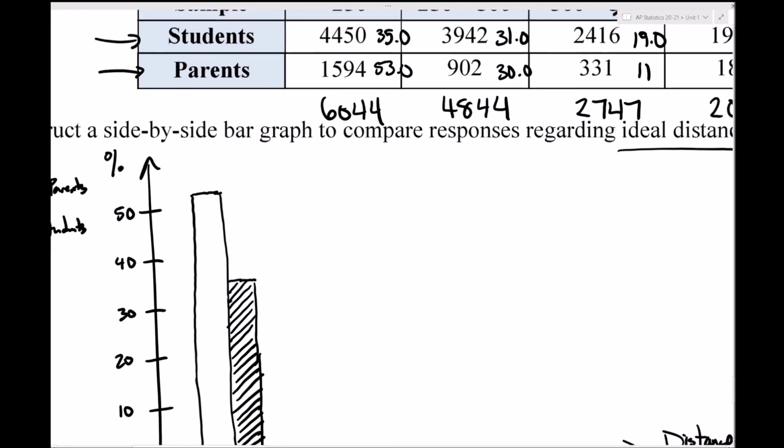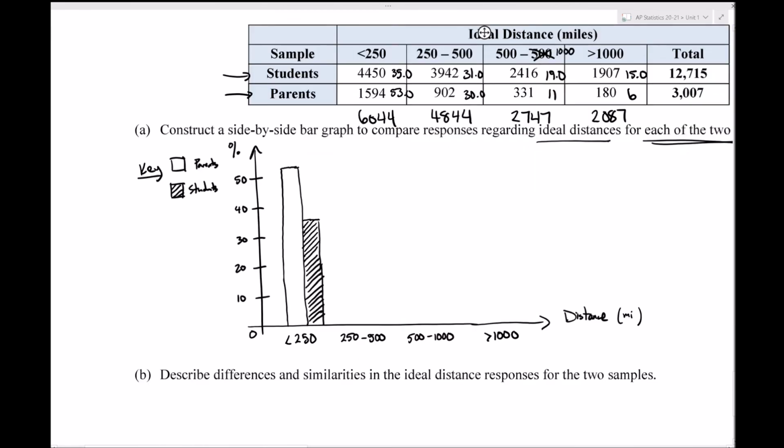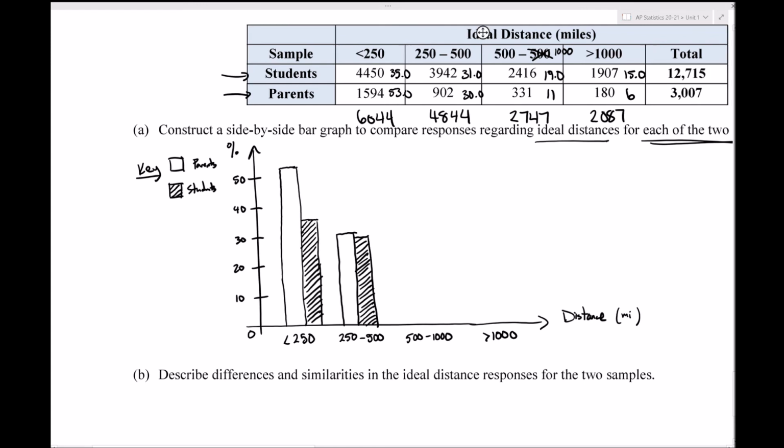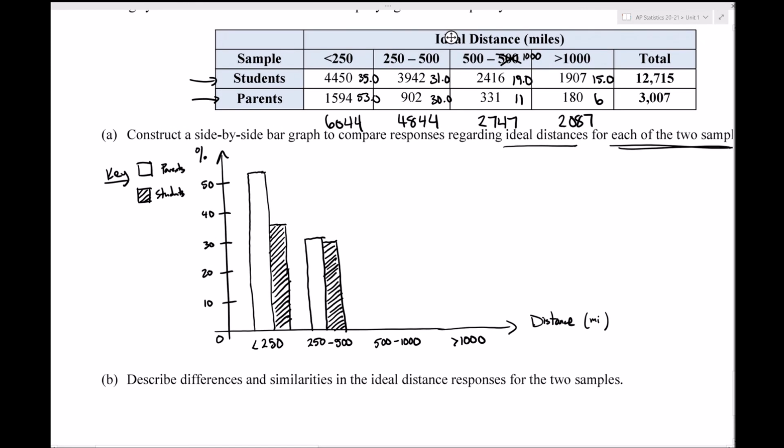So parents is 30%, students is 31%, so they're pretty close to each other. So just a little bit lower than 30% for one, and just a little bit higher for the other. So I'm going to leave it so that there's a visual difference, an apparent difference between the two in height. It doesn't have to be super accurate. And then for the next ones, 11 on the left, 19 on the right. So 11 on the left, a little higher than 10. 19 on the right, a little lower than 20. And I'm just eyeballing it, should be somewhere there. Something like that.